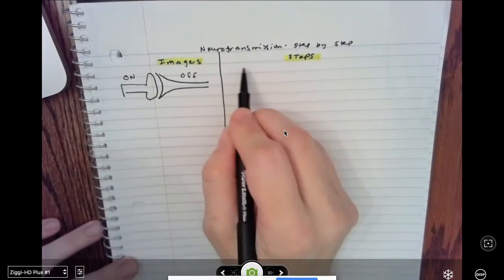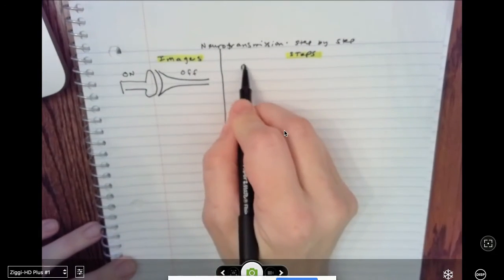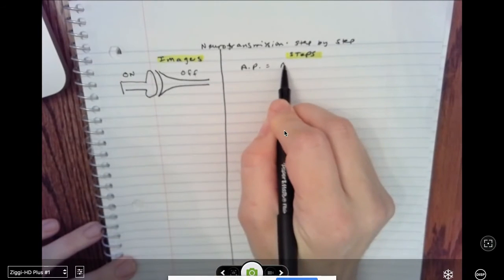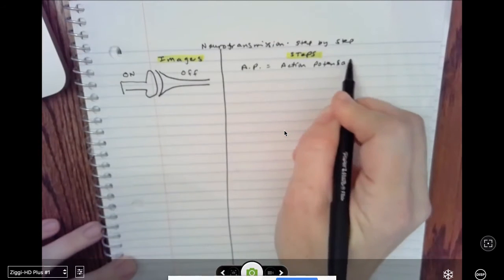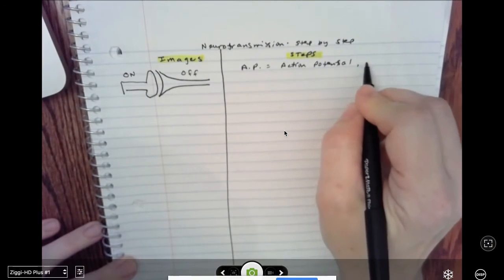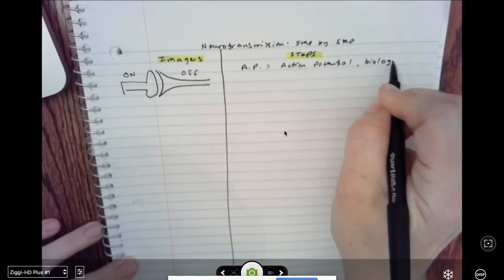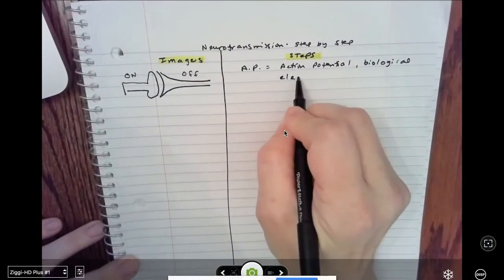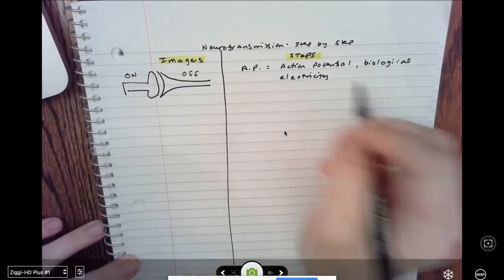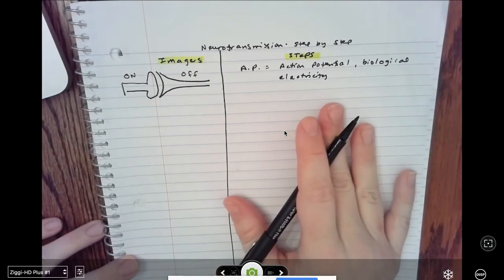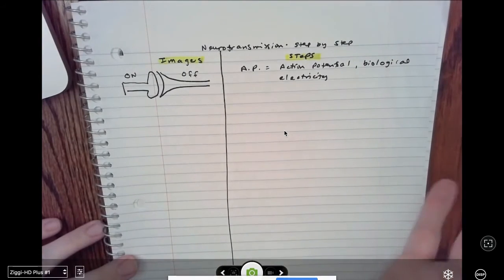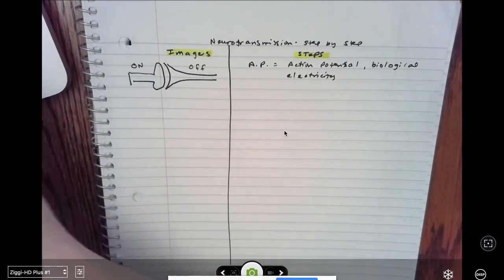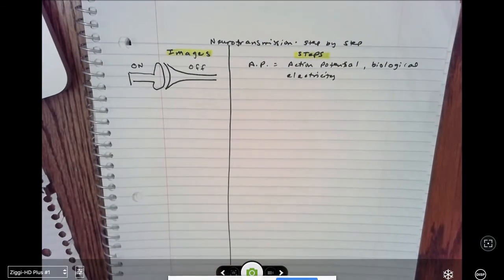So we're going to define a few acronyms before we continue. AP is going to equal action potential. And basically, this is the same as biological electricity. You have a lot of electricity in your body. You have electricity in your brain. You have electricity in your heart. These are the things that keep us moving and our heart pumping, etc. That's why when they try to revive someone, they shock their heart because it's electrical. Your brain is electrical as well.